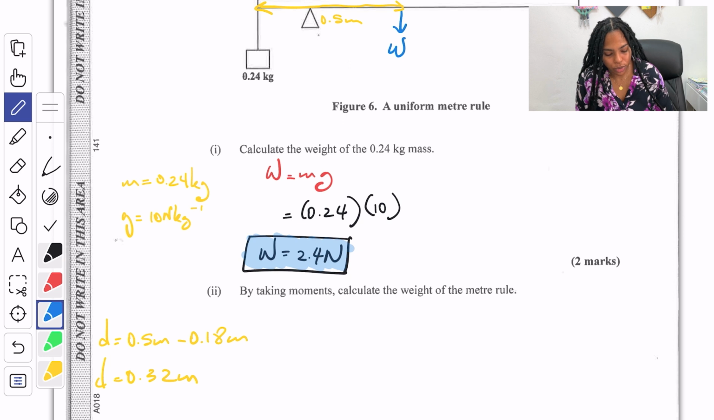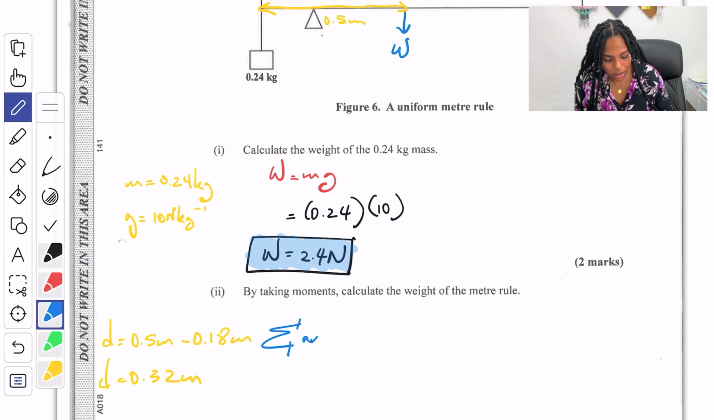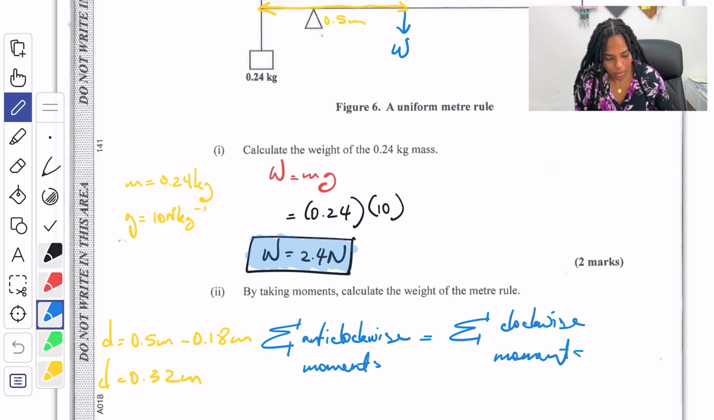Now I know my formula is, this is how I write the simplified version, the summation symbol. Sum of anti-clockwise moments is equal to the sum of clockwise moments. And I'll call the first force F1 and its distance from the pivot D1. Second force F2 and its distance from the pivot D2.